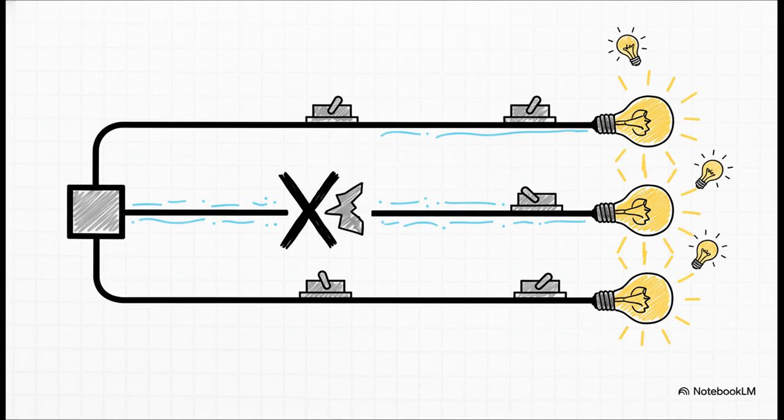This design is a complete game changer. Since each bulb is on its own little branch, if one of them burns out, who cares? It only breaks that one path. The other branches, they're totally fine. They just keep on shining. Plus, adding more bulbs in parallel doesn't make the others dimmer. Each one gets the full power it needs to stay bright.